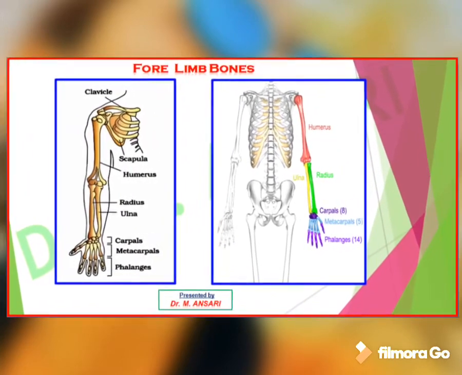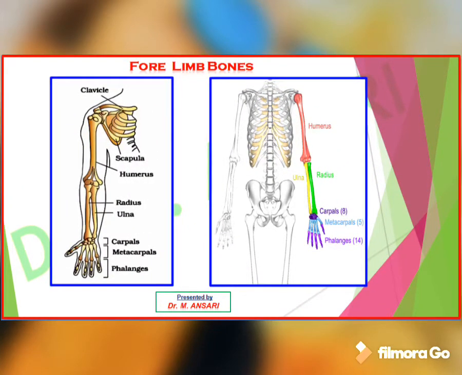The forelimb bones are 30 in number. According to region, different bone names are given. In the upper arm, 1 humerus is present. In the forearm, 2 bones, that is radius and ulna, are present. In the wrist region, 8 carpals are present. In the palm region, 5 metacarpals are present. And in the digits, 14 phalanges are present.